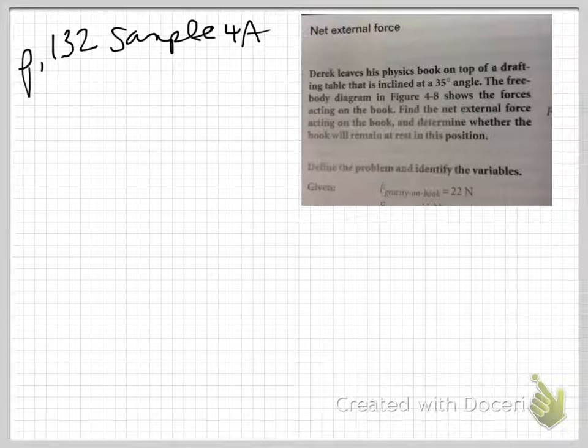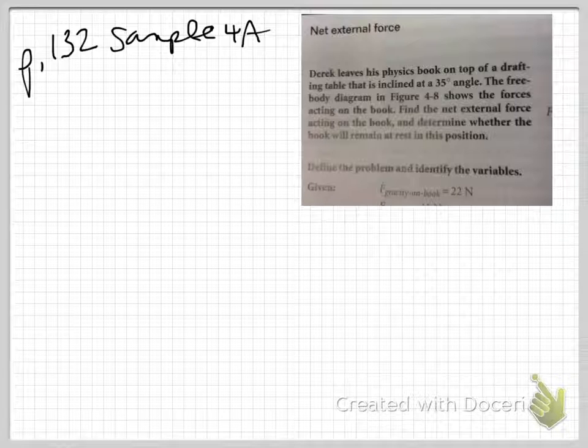We're told that Dericles' physics book is on the top of a drafting table inclined at a 35-degree angle. They actually give you a free body diagram. We're going to practice drawing a free body diagram together. Their free body diagram shows the forces on the book. Find the net external force, and determine if the book will remain at rest in its position. So we're looking to see if it's got balanced forces or if they're unbalanced.